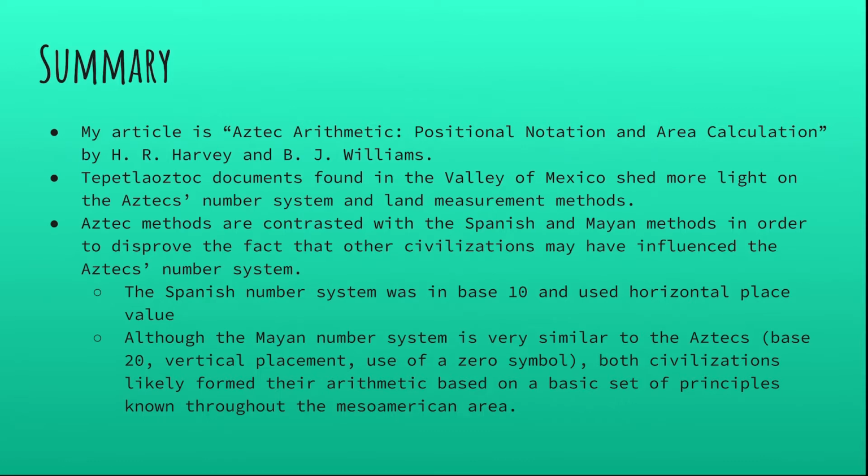For example, the Spanish number system was in base 10 and used horizontal place value, which is the exact opposite of the Aztec number system, which proves that the Aztecs didn't gain influence from Spain. And although the Mayan number system is very similar to the Aztecs, they have base 20, vertical placement, and the use of a zero symbol. Both civilizations likely formed their arithmetic based on a basic set of principles known throughout the Mesoamerican area. So while both civilizations may have gained influence from similar backgrounds, the Mayans didn't personally influence the Aztecs.